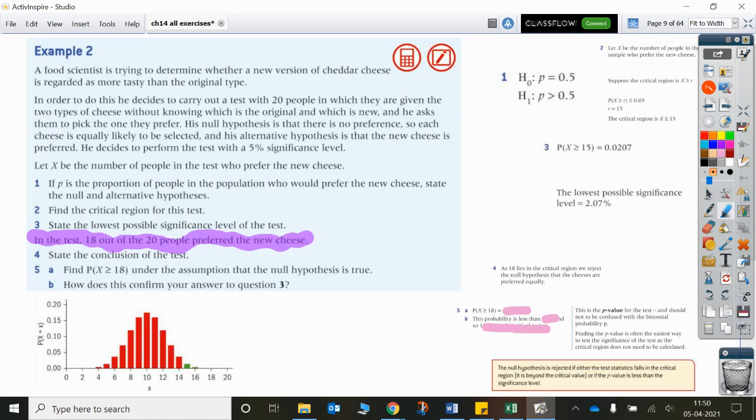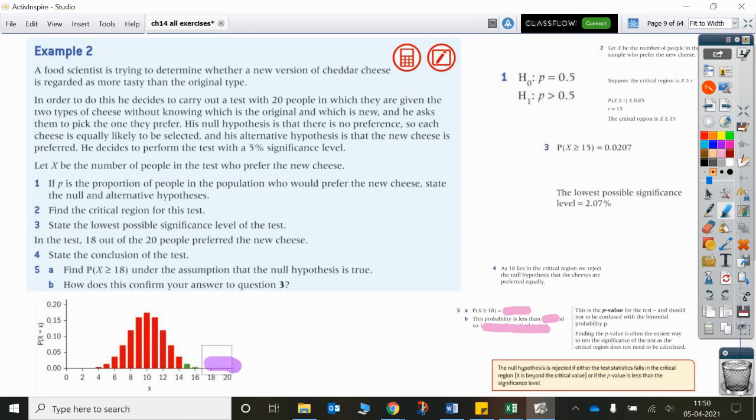That's a type 1 error. It's called a type 1 error if you come up with the false conclusion that this cheese is better, when really it's not, and that we've just made a random error there. These people randomly chose the new cheese to be tastier. But we can see that 18 is within that 5% region. In fact, 18 is within a very small percent region.